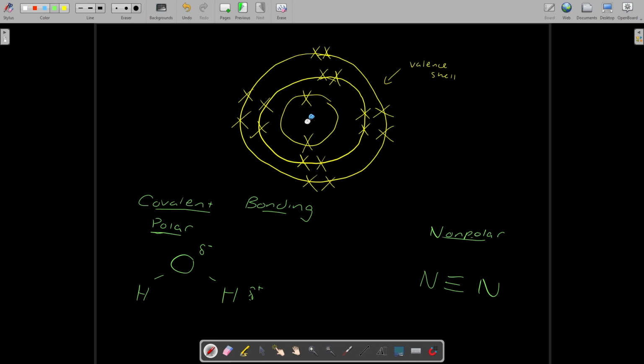In similar electronegativity cases, the bond is called nonpolar covalent and has more equal sharing of electrons. Something like nitrogen gas, or N2, would show this property. Note that this bond here is a triple bond.